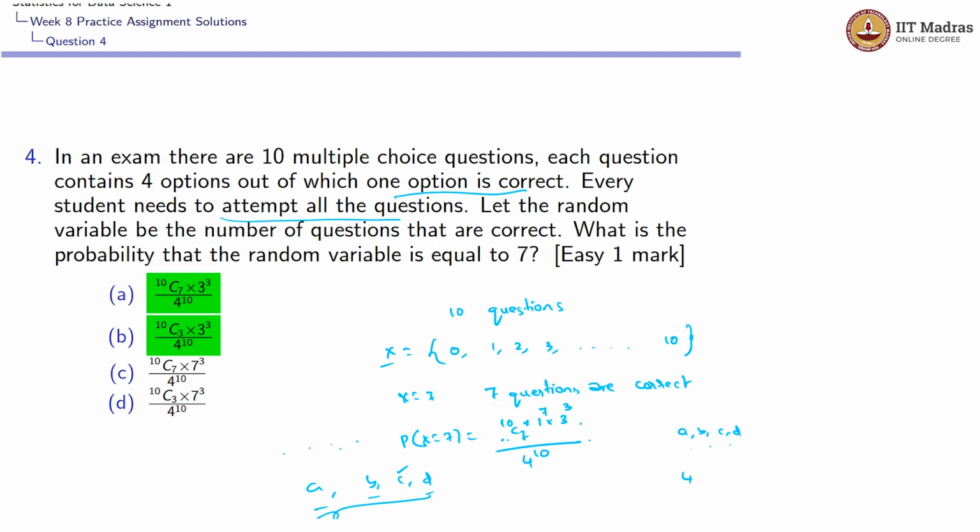So this 10c7 is nothing but 10c3. We know that ncr is equal to nc(n minus r). So 10c7 would be equal to 10c(10 minus 7), that is equal to 10c3. So the options 1 and 2 are correct.